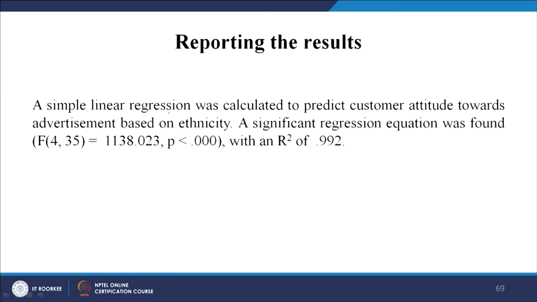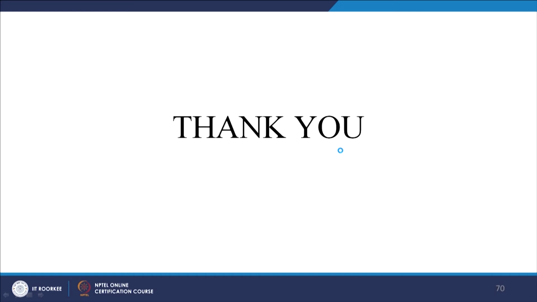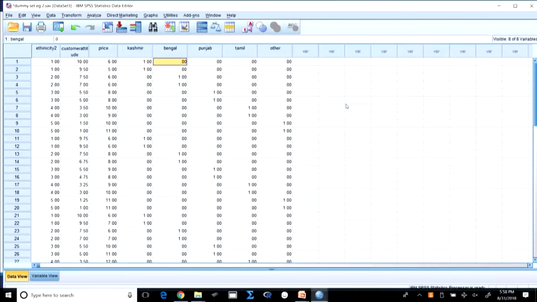How do you report? A simple linear regression was calculated to predict consumer attitude towards advertisement based on ethnicity, and the regression equation was found, F(4,35) was this much and significant with an R square of this much. So, this is what you write, but I will do one more thing, I will show you how to do it when you have a dummy variable and also, let us say, a continuous variable.